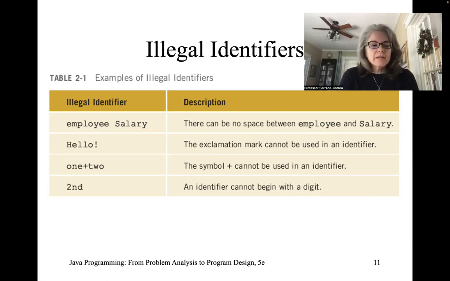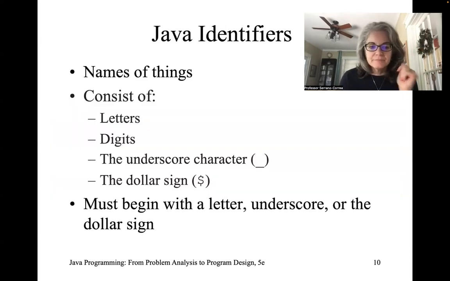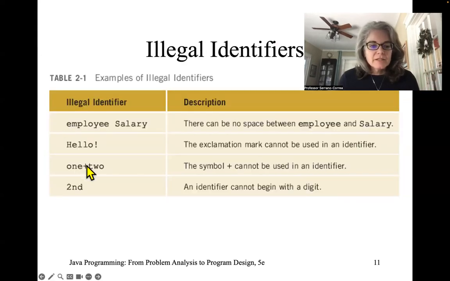Hello exclamation point, it's invalid because it has the exclamation point. We can only have letters, numbers, underscores, and the dollar signs. These are the only things that we can have. This one is an illegal identifier because it has the plus sign.